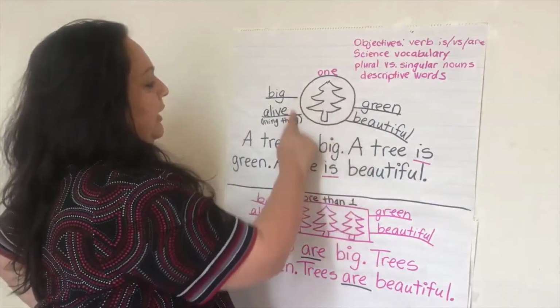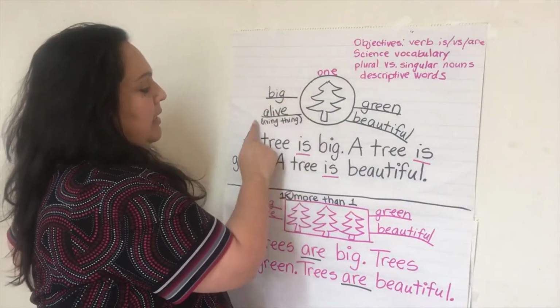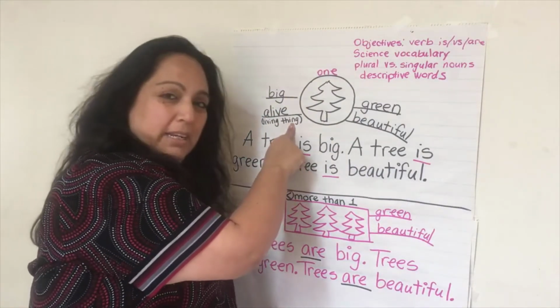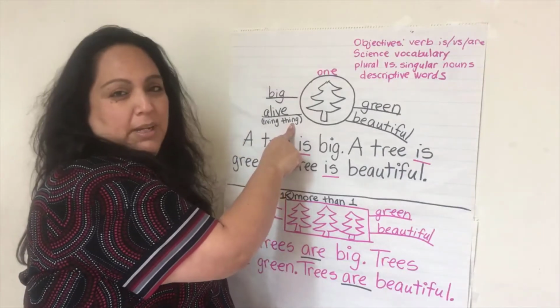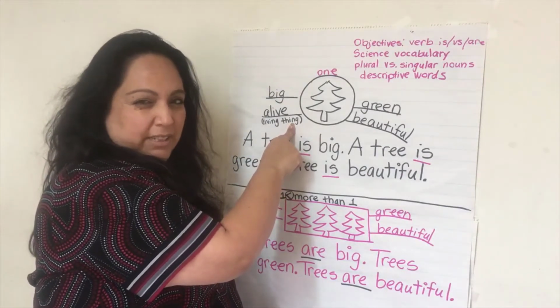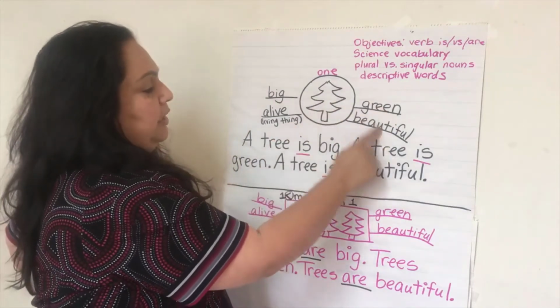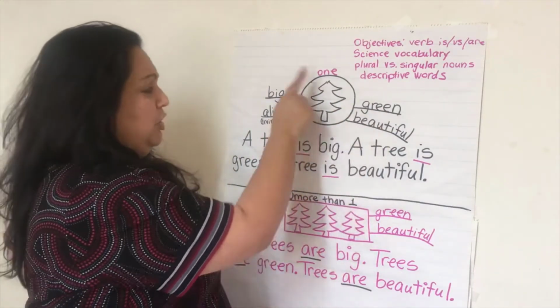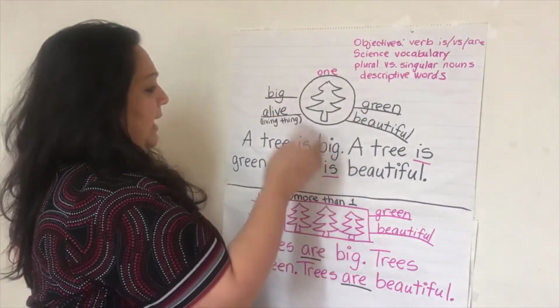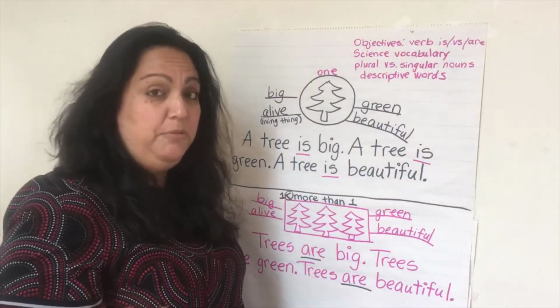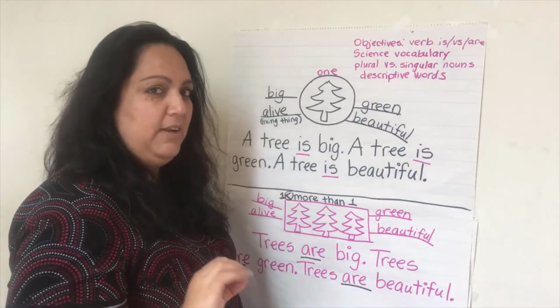So a tree is, and so here I put big, I put alive, because maybe depending on your grade level, you might be doing a unit on living versus non-living things. When I taught second grade, I remember that. A tree is green, a tree is beautiful, right? So I'm putting these words in. Okay, and preferably it could come from them, but if they're not at that level, that's fine too, right?